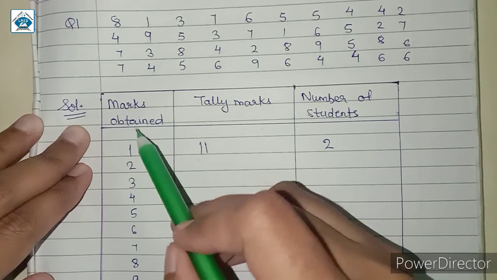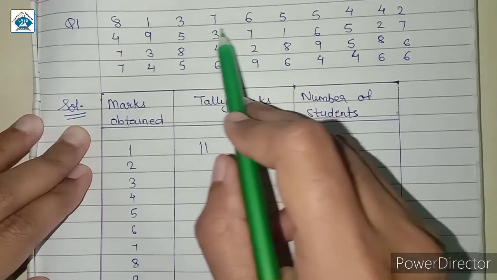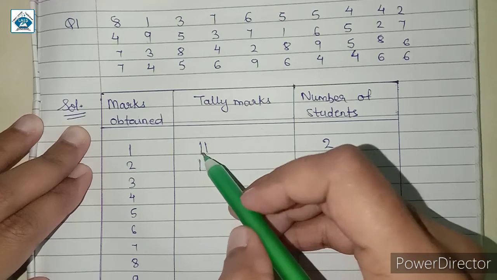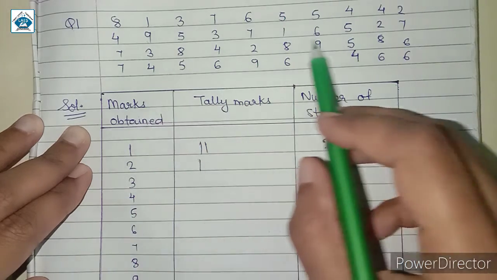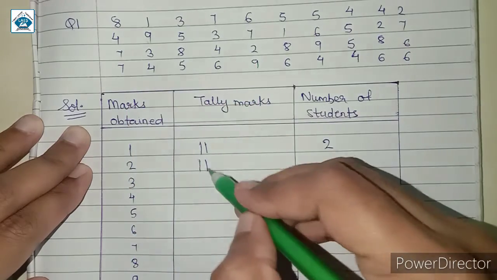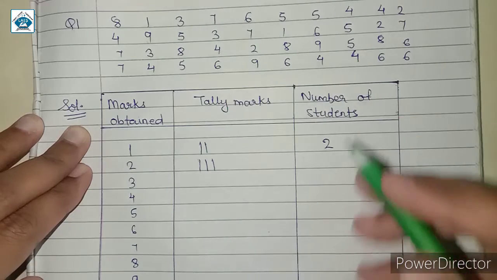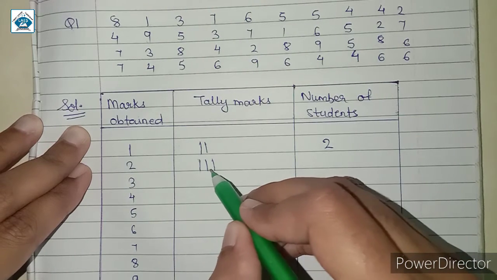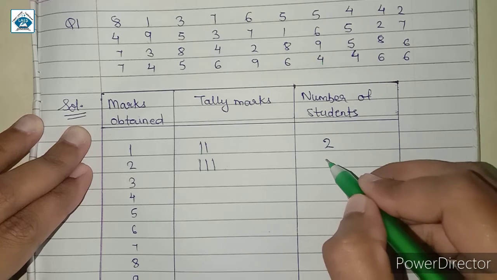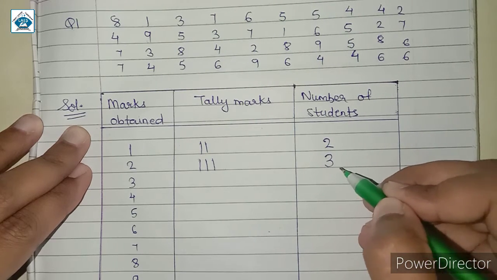So we will count the number of times 2 appears in this data. So here we have once. So we will just draw a line in the tally marks column. Then we have again 2. In the third row we have again 2. And that's it. So 2 appears 3 times. So we just simply drew 3 lines. So the number of students who obtained 2 marks is equal to 3.